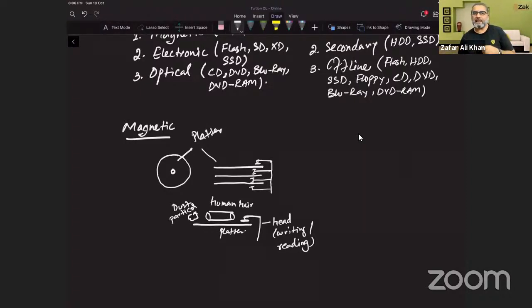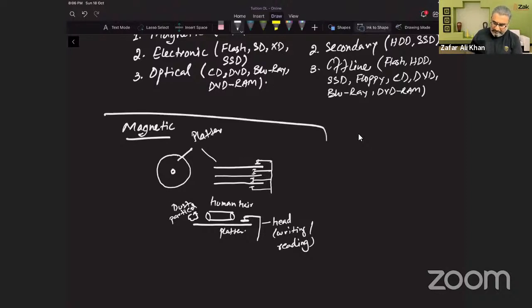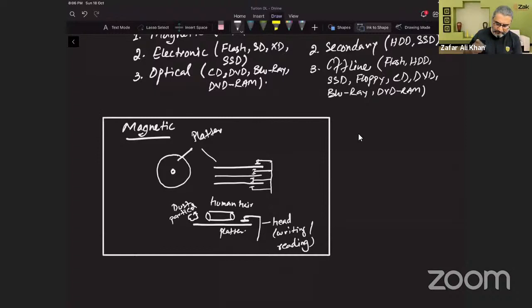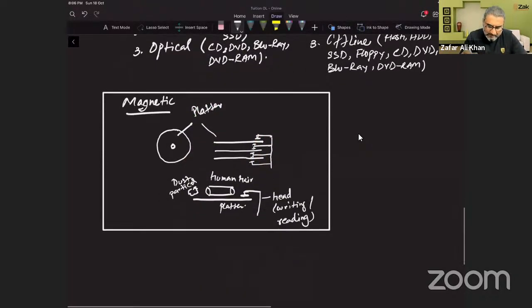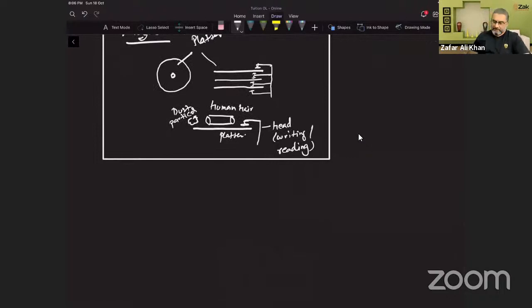And the data is being saved magnetically. So the head magnetizes the surface, that is one. Head demagnetizes the surface, that is zero. So that is how magnetic works. Then comes electronics, solid state drives.